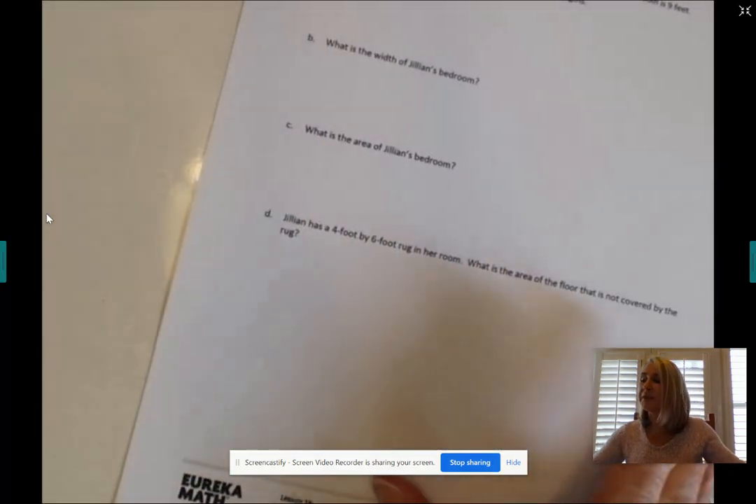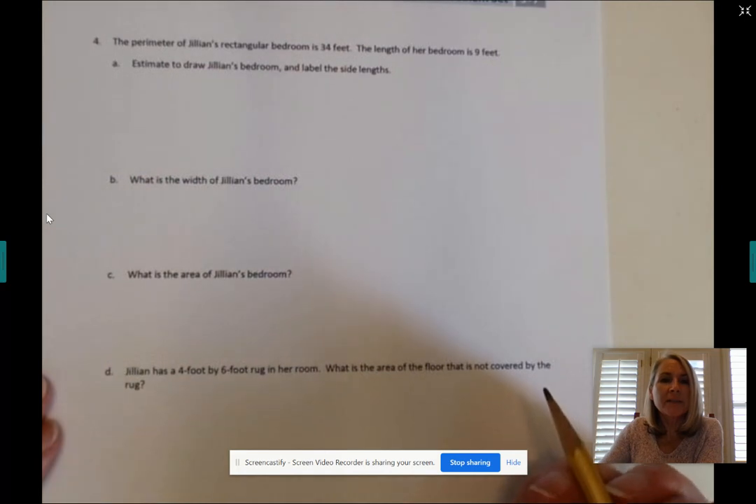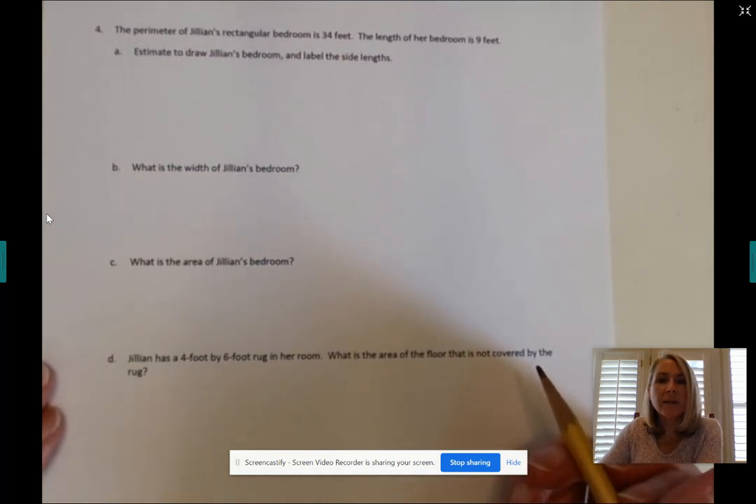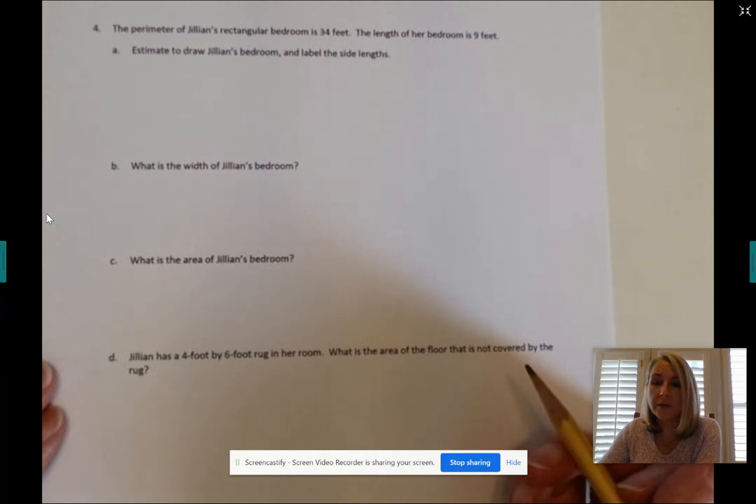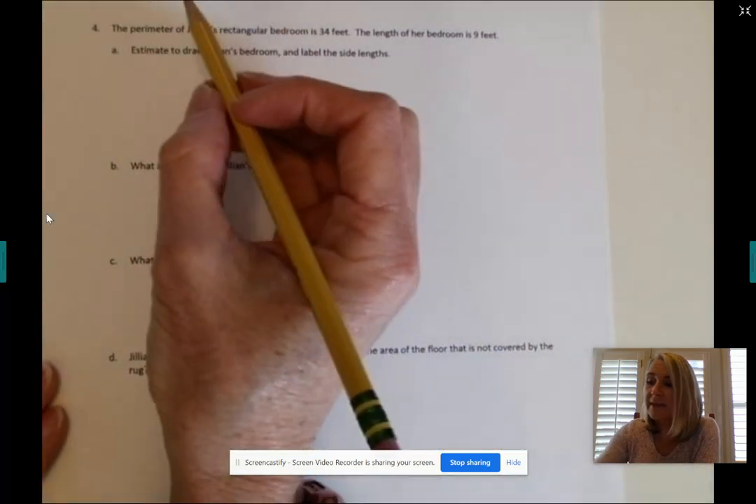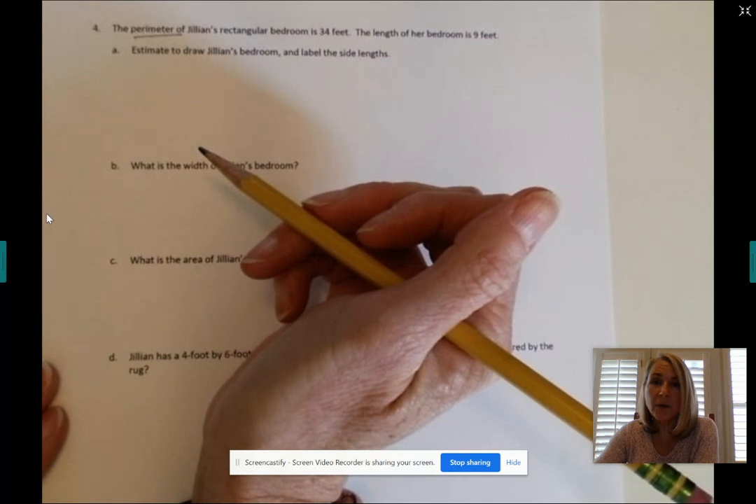They make it seem really long, but these aren't too bad, right? So on number 4, it says the perimeter of Jillian's rectangular bedroom is 34 feet. The length of her bedroom is 9. Estimate to draw Jillian's bedroom and label the side lengths. All right, now be careful here. We just did an area problem where they gave us a side length, and now we're working with a perimeter, right? Which is a different process.